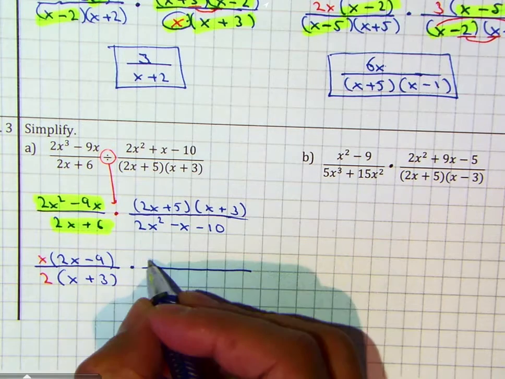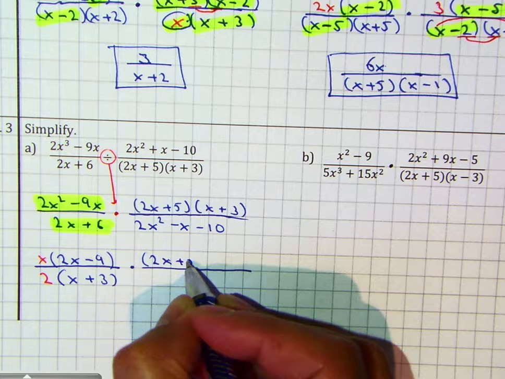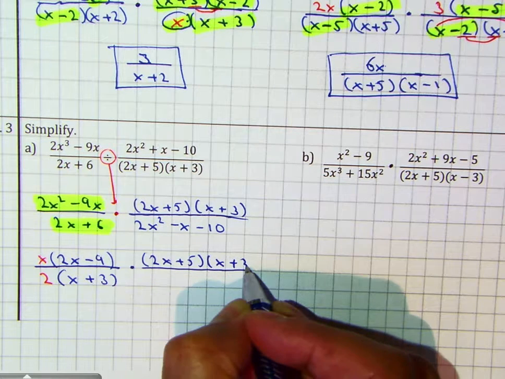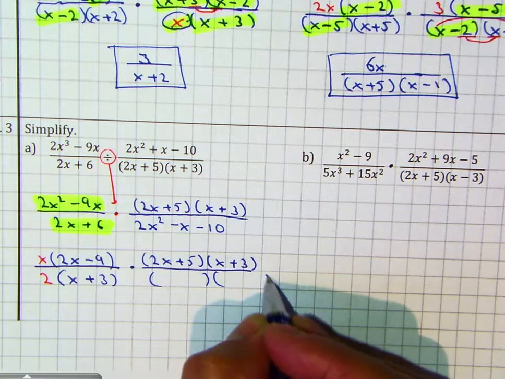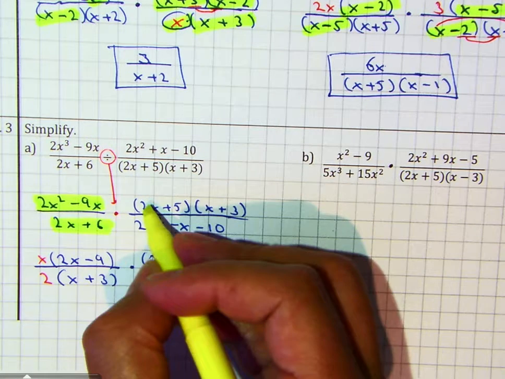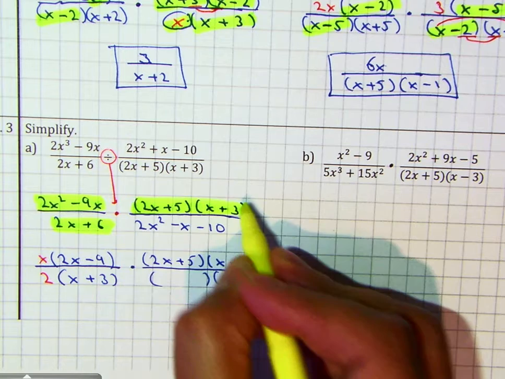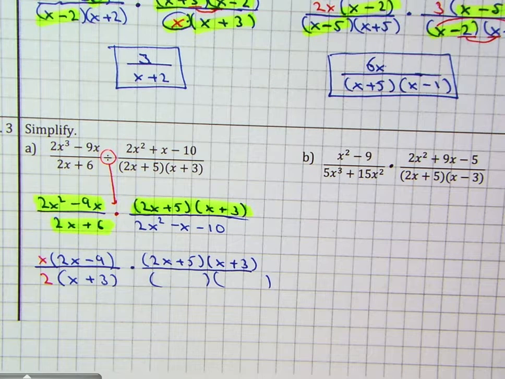This is already done for you. 2x plus 5, x plus 3. I want to factor this out, double parentheses. So let's see, this is already done. Makes it a little easier to see what's left to do.